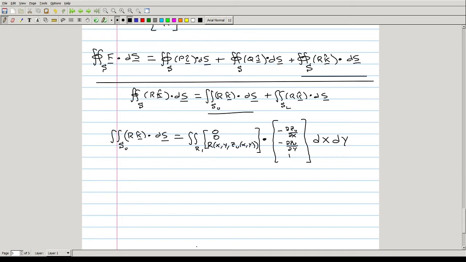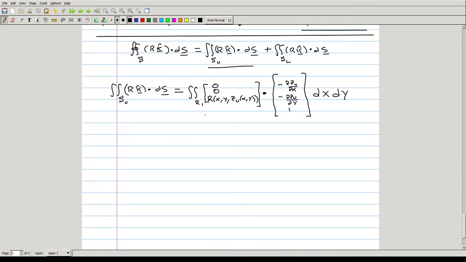And something very nice happens here. This dot product completely doesn't depend at all on the first two components of the normal vector, because 0 times this is 0 and 0 times this is 0. So this just becomes the double integral over the region R1 of the function R of x comma y comma z upper of x comma y, dx dy.